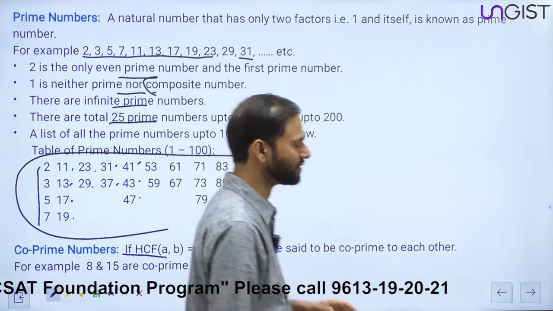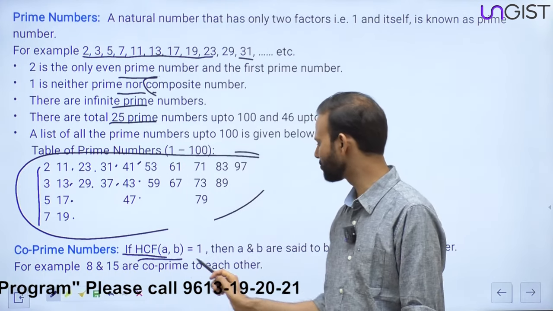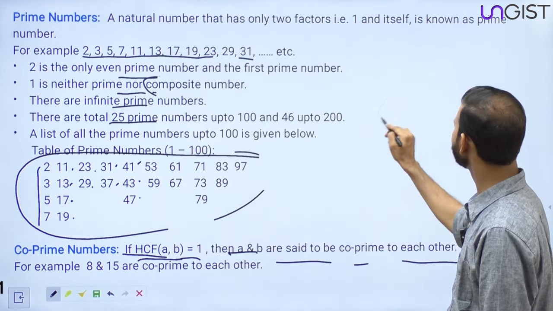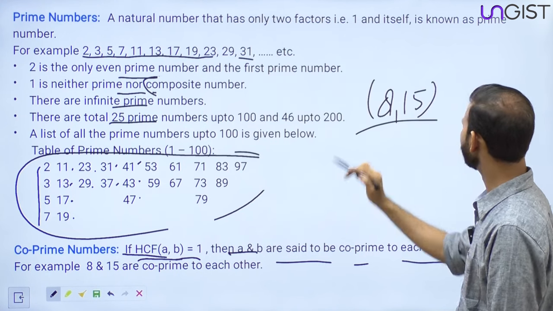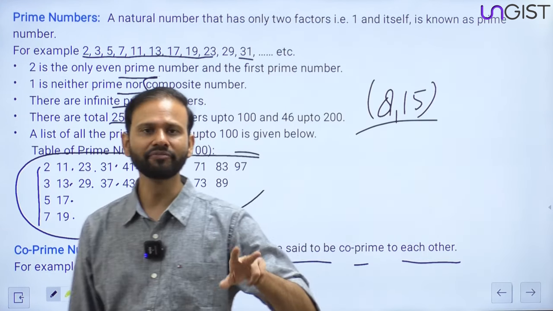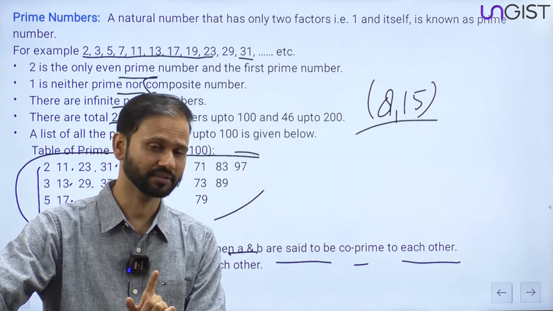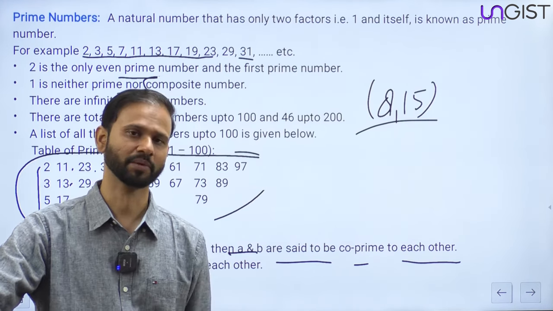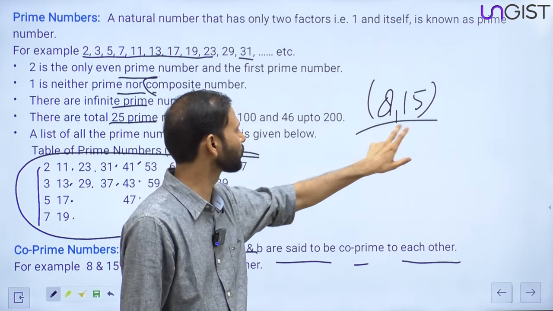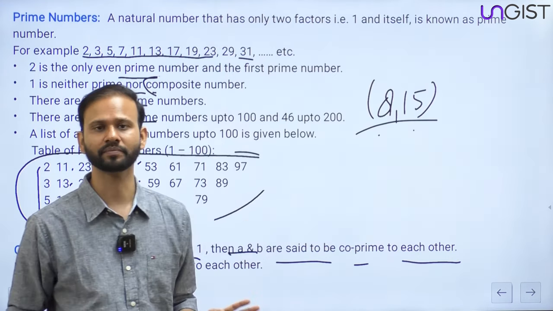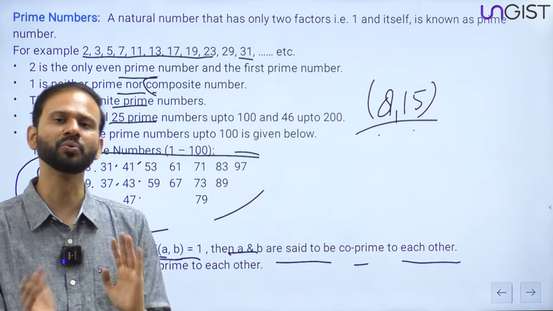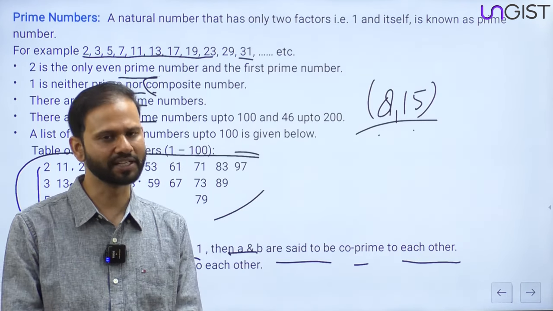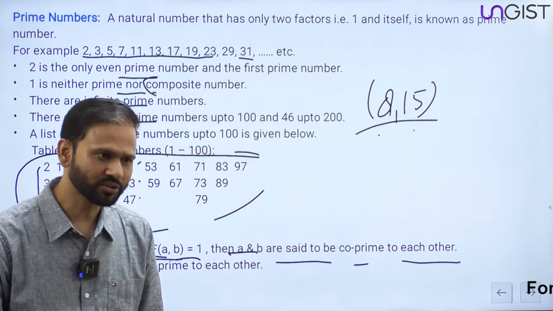So this is the bookish definition: if HCF of A and B is equal to 1, then A and B are said to be co-prime to each other, right? For example, 8 and 15. Both 8 and 15 are composite. Please mind it, for relative prime, it is not compulsory for both numbers to be prime. 8 and 15 are both composite numbers, but relatively they are prime. So two composite numbers can be relative prime to each other. And obviously two prime numbers will be relative prime to each other. That is very sure. You guys are getting it or not?